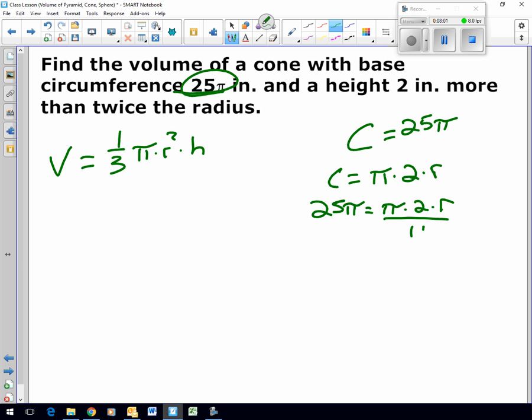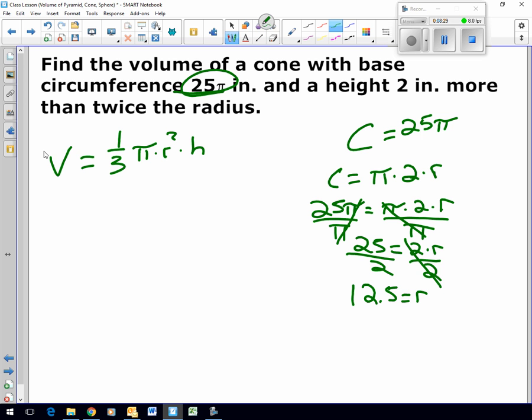25 pi equals pi times 2 times radius. We're solving for r, so we're going to divide both sides by pi. 25 equals 2 times the radius. How do I solve for r now? Divide by 2. Half of 25 is 12.5, right? Okay, everybody with me on that?